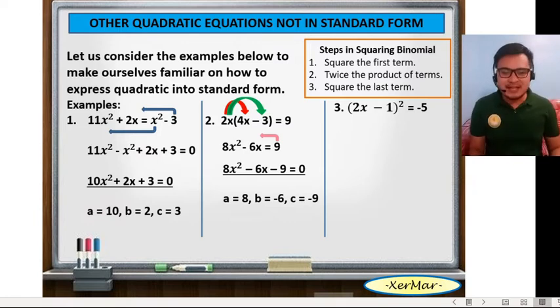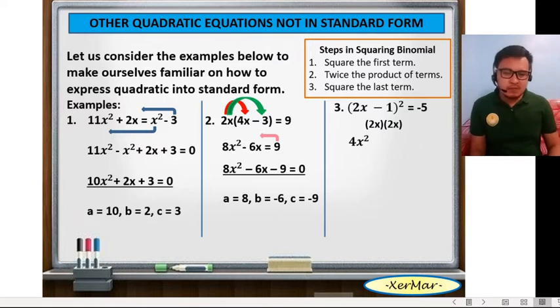Okay, so i-apply natin. Square the first term. Ano ba yung first term natin? 2x, no? So, ibig sabihin, i-multiply natin ang 2x sa sarili niya. So, we have 2x times 2x. Ano ang sagot? Okay? The answer is 4x squared.